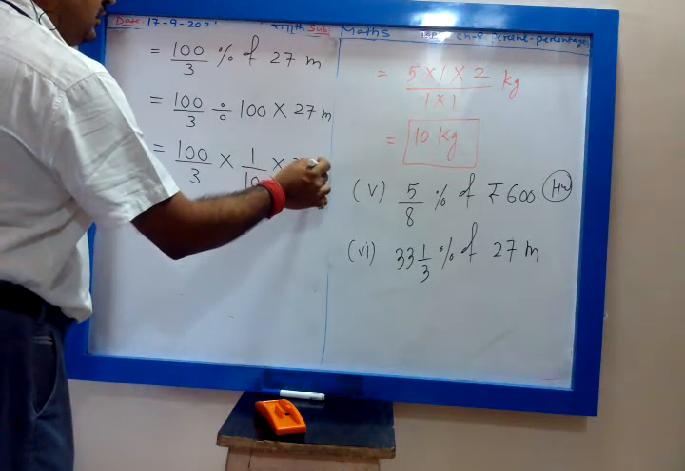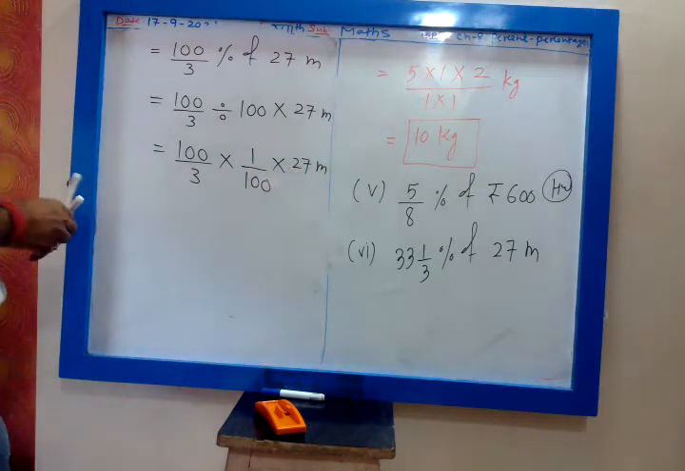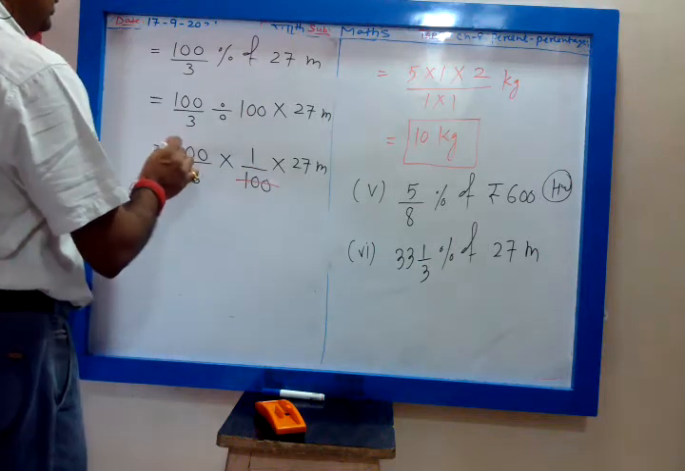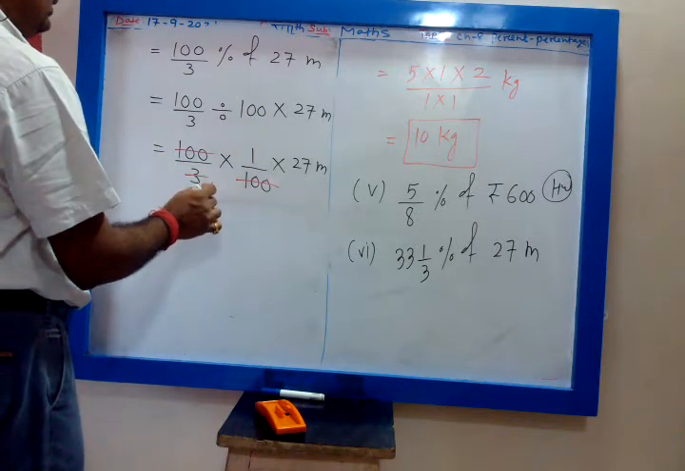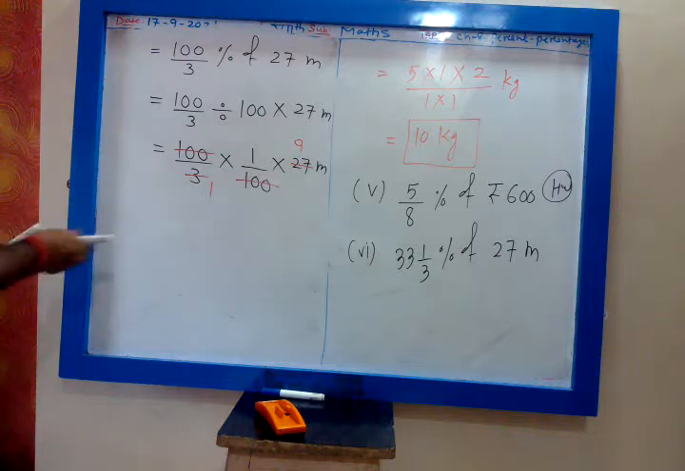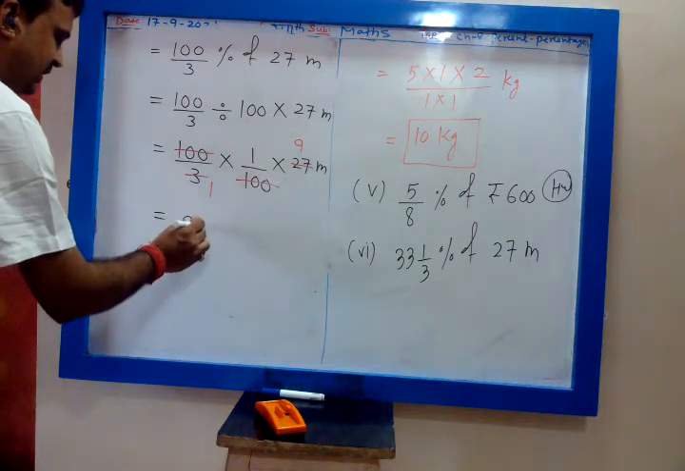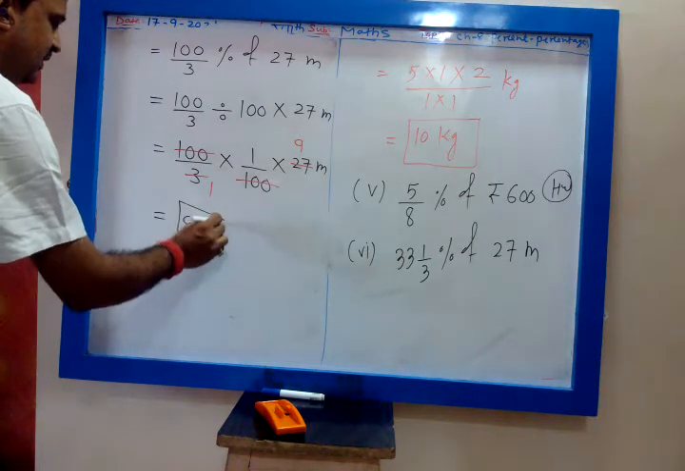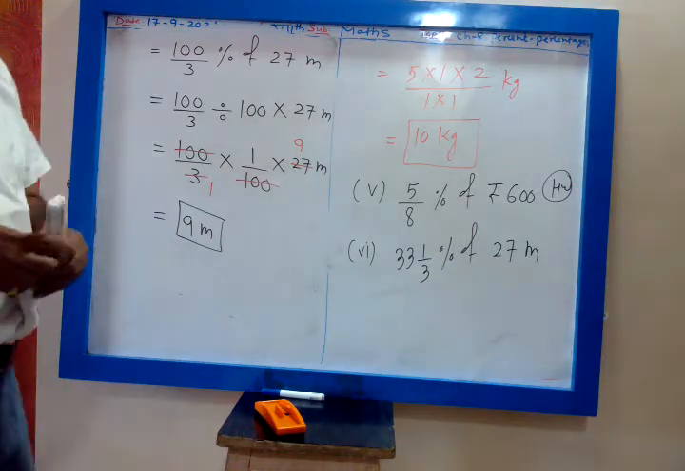27 meter. Now the denominator 100 gets cancelled with the numerator 100. Then 3 1s are 3, 3 9s are 27. So the answer is 9 meter. What is the answer? 9 meter. Very good.